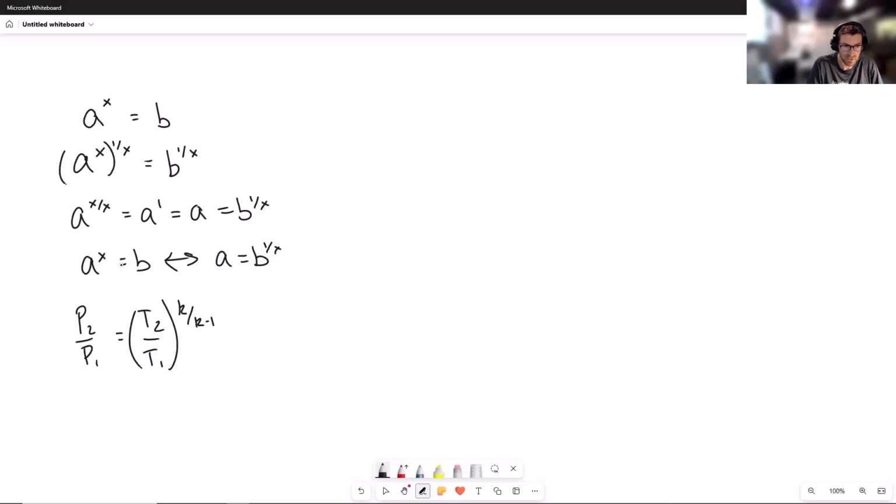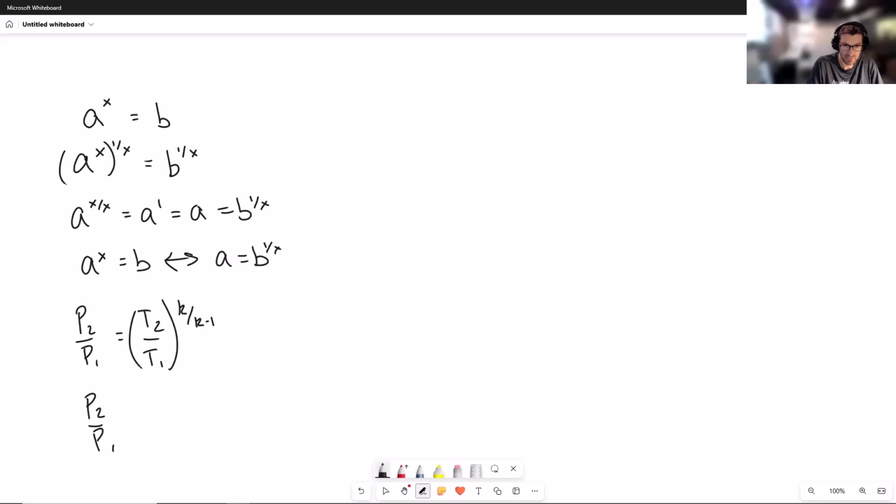And now we want to get T2 over T1 by itself. Well, we can use this same idea. If this thing on the left was our a, and this thing on the right is our b, well, I guess it's kind of the other way around, isn't it? Because this is the one that doesn't have an exponent. So basically what we have to do here is raise both sides to the reciprocal of the exponent. So we're going to raise both sides to the k minus 1 over k.